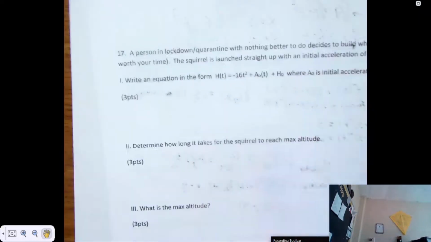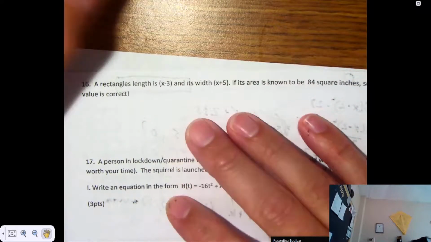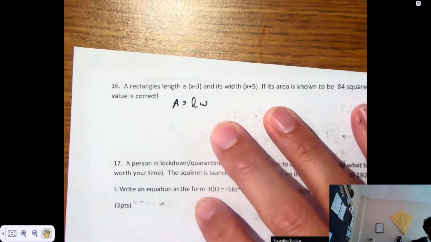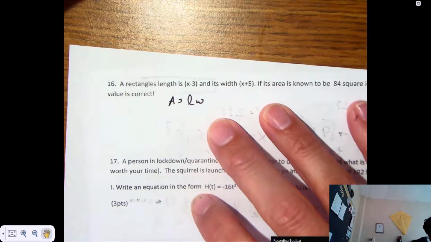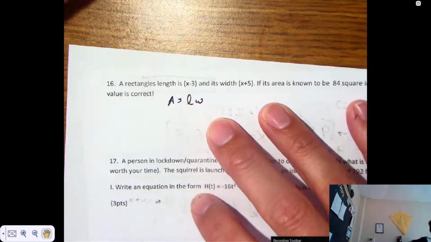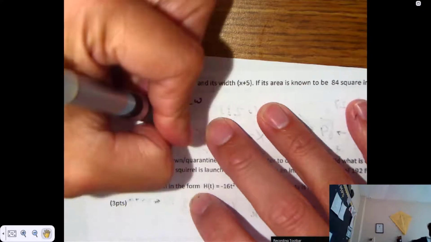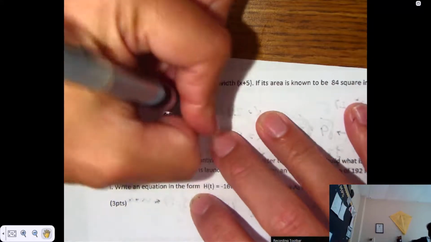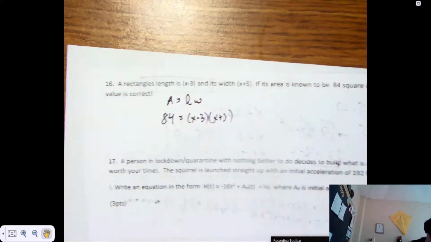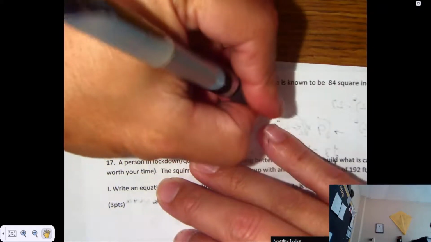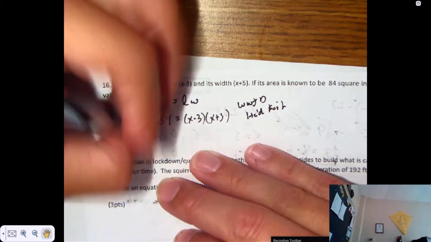We got something about a rectangle here at number 16. A rectangle's length is x minus 3 and its width is x plus 5. Its area is known to be 84 square inches. You know, sadly, some of you kids are missing that formula on your formula quiz. That's really disappointing. Anyways, that's area. You plug in 84 for A, you plug in x minus 3 for L, you plug in x plus 5 for width. And then you FOIL. You know, what would Jesus do? He'd FOIL. That's what we're going to do.